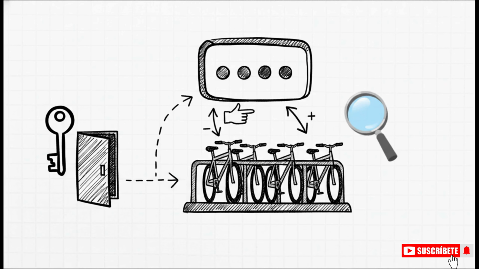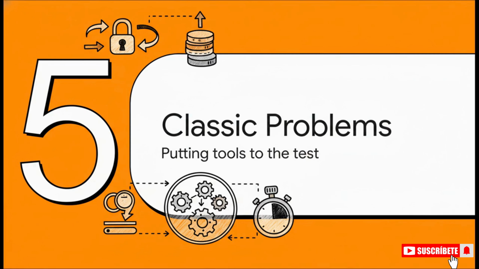When someone returns a bike, they perform a signal operation, which increments the count and lets one of the waiting people know a bike is now free. So you can see that a mutex lock is really just a special kind of semaphore where the count is always just 1. All right, so now we have our toolkit.